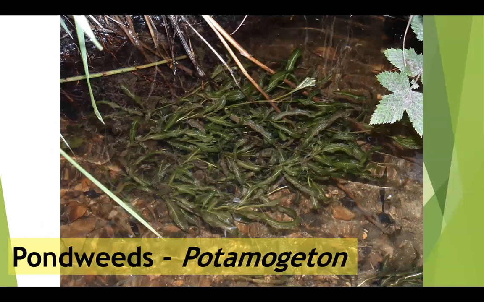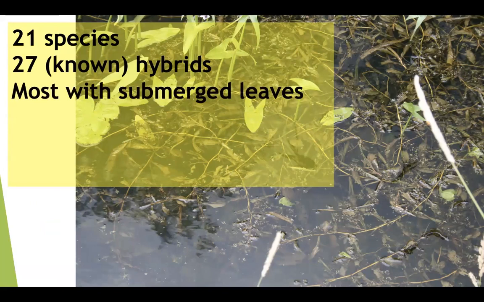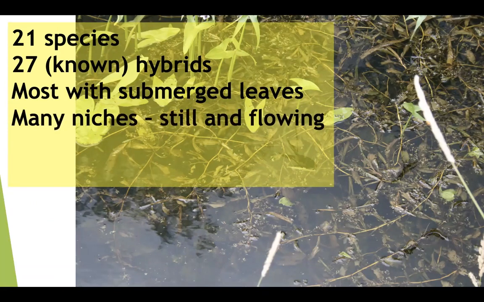If you look at this slide here, that's the pondweeds, potamogetons. If you showed that to an angler, he would say, yeah, that's potamogeton, and he'd get a fairly accurate identifier of it. However, there are 21 species of potamogeton. There are 27 known hybrids, most of which look pretty similar with some edge leaves, but you can drill down into the information.